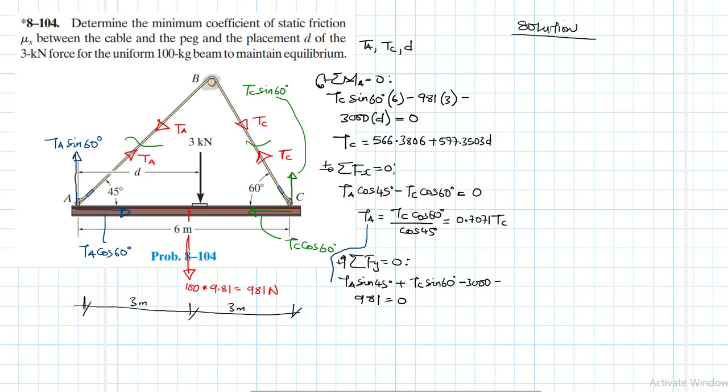Replacing TA here, and then make TC the subject of the formula. We'll find that our TC will be equal to 2914.3045 newtons.